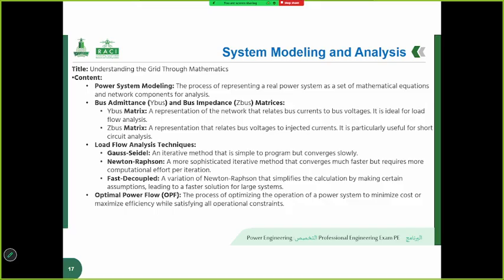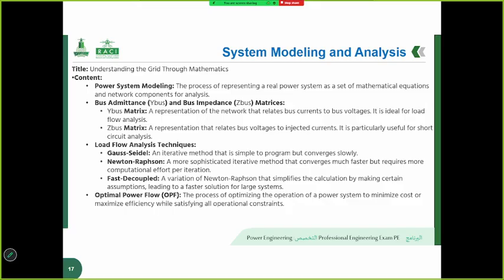The Y-bus matrix relates the current injected at each bus node to the voltages at those buses. It is a sparse matrix, meaning most of its elements are zero, which makes it computationally efficient for load flow analysis. The Z-bus matrix relates the bus voltage to the current injected at each bus. It is particularly useful for short circuit analysis, as it can quickly calculate the fault currents that would flow at various points in the system.